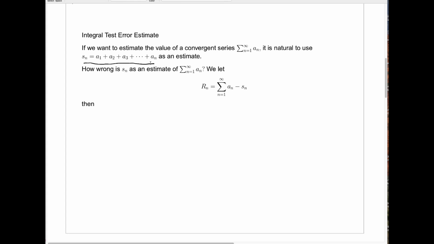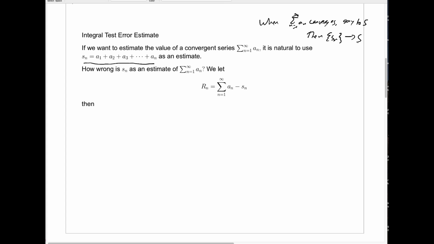When you have a convergent series, I'll write that up here, when a series converges, say to S, then the partial sums S sub n as a sequence converge to S. So these terms S sub n, the partial sums, get closer and closer and closer. In fact, they get and stay arbitrarily close to S, so they can be used as a good way to approximate the value of the series itself.